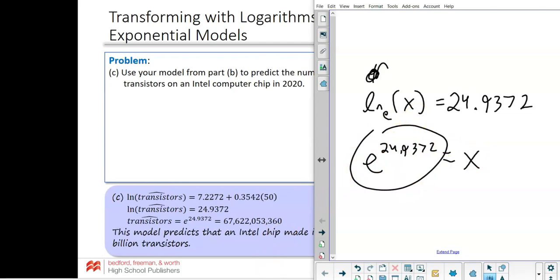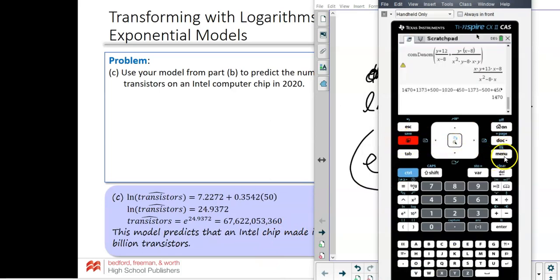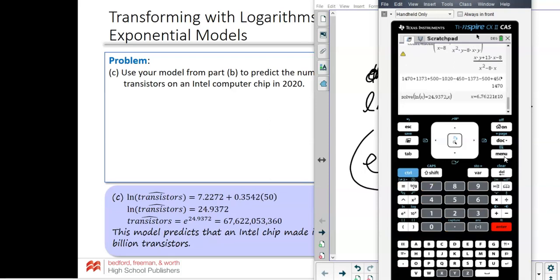The other way is to get your calculator out and use the solve command. Menu 3.1 is solve. Type in natural log of x equals 24.9372, comma x. It should solve that equation for x, and you get 6.76 times e to the 10th power. So that's where that number comes from.